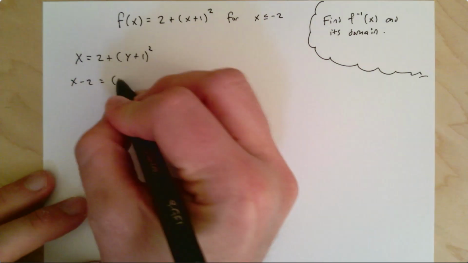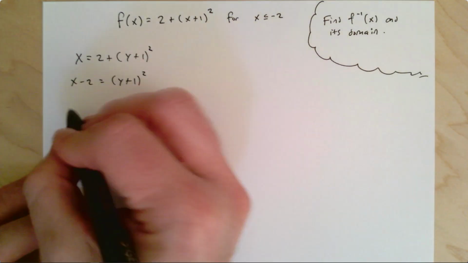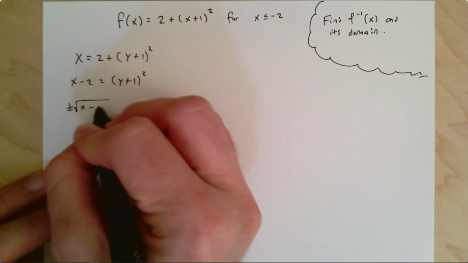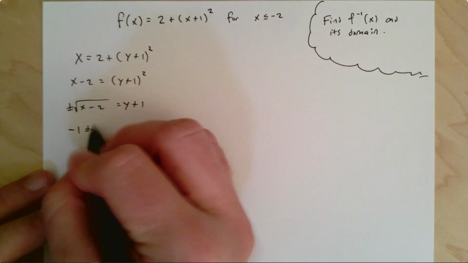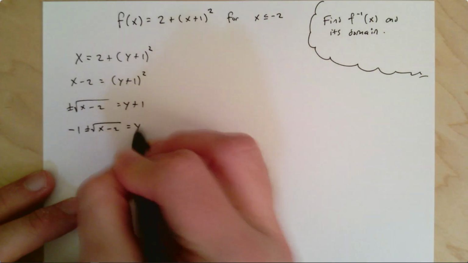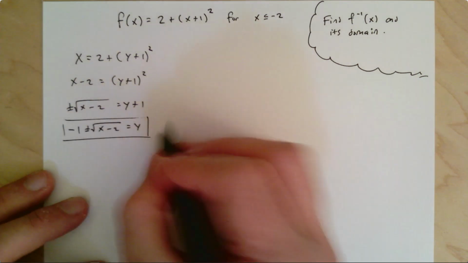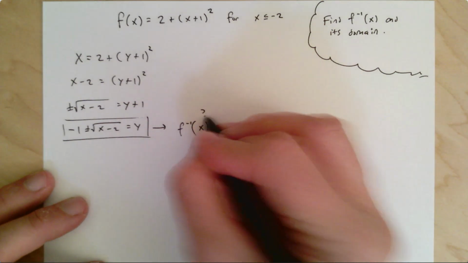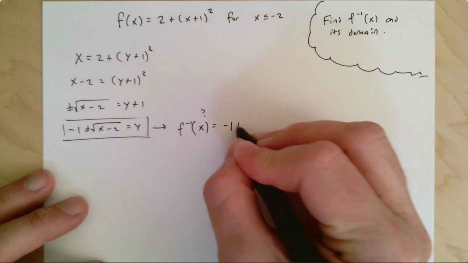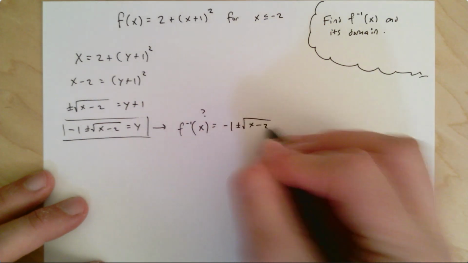So I'll subtract 2. I'll take the square root on both sides, and I'll subtract 1. So here I've got -1 plus or minus root x minus 2 equals y. Okay, so the question is, does this work as an inverse function? And I'll show you immediately why it doesn't.